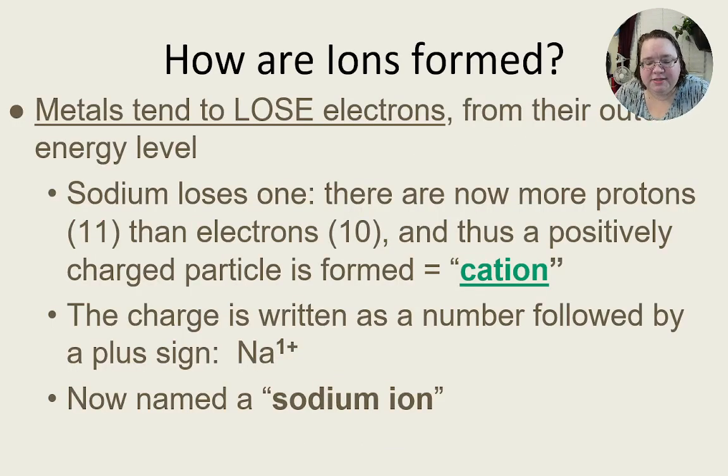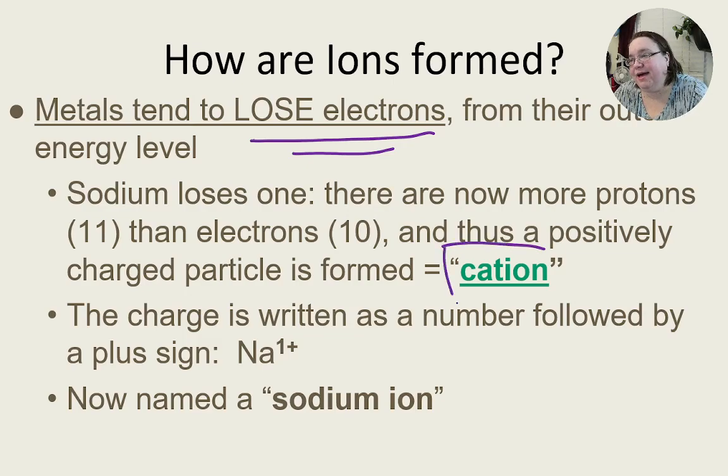Now, how do our elements form ions? Well, our elements are going to form ions by either gaining or losing electrons. Our metals tend to lose electrons. They're going to lose electrons from that outer energy level and drop down one energy level with their electrons. This is how they form those cation ions.